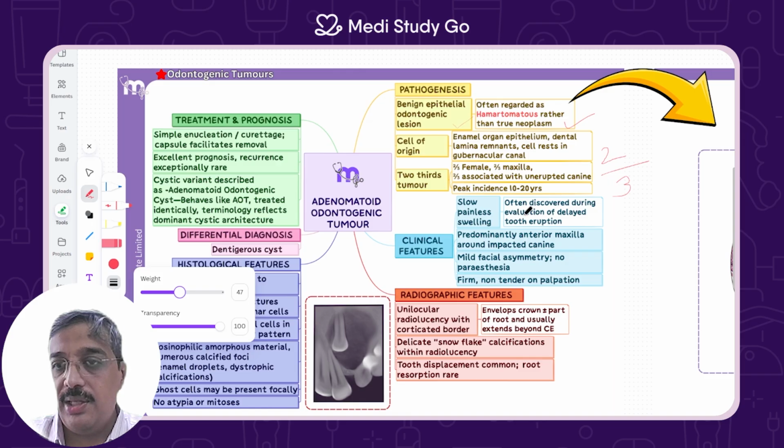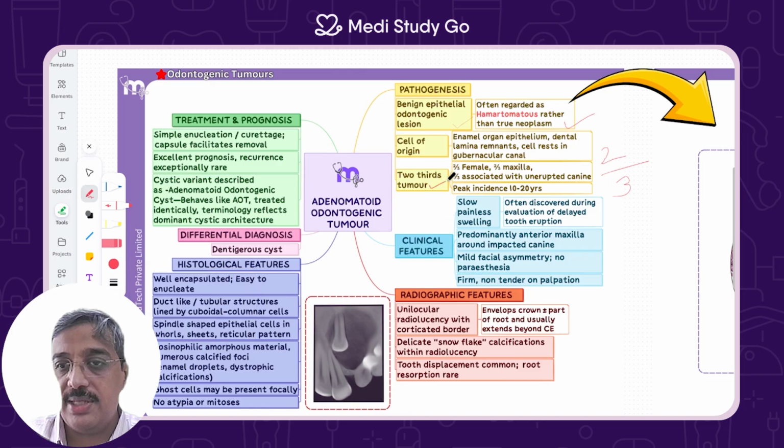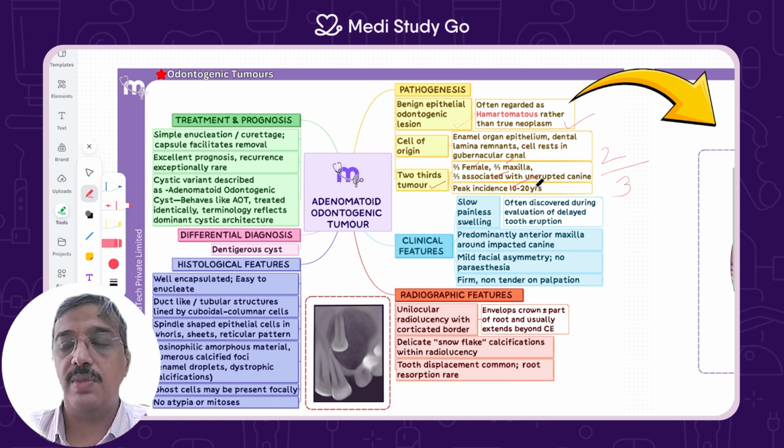So if you look at the clinical features, as we suggested, it is a 2/3 tumor: 2/3 in female, 2/3 in maxilla, and 2/3 associated with the unerupted canine. Again, the second and the third decade is the most common. It's usually a slowly growing painless swelling and often discovered because the tooth didn't erupt. The canine wouldn't have erupted and the person would have a delayed eruption of that particular tooth. There may be very mild facial asymmetry, and you will find a radiolucency around the canine.